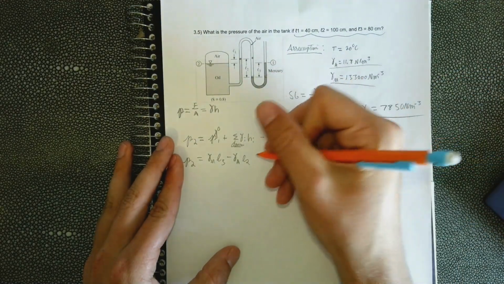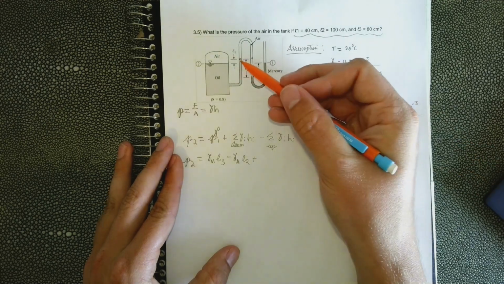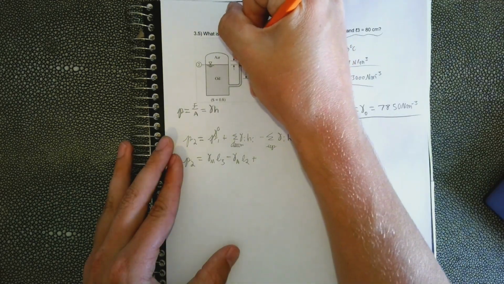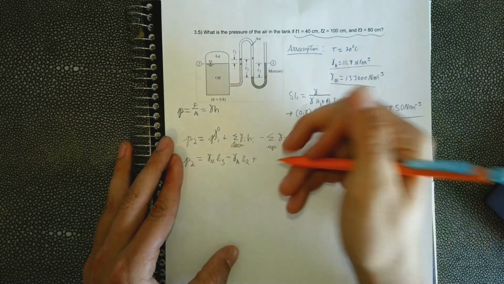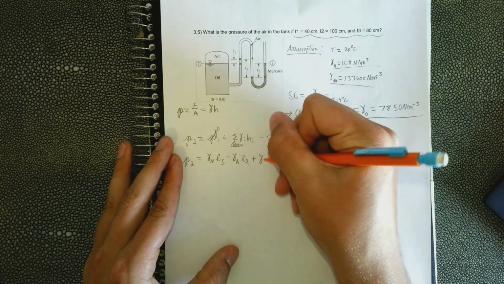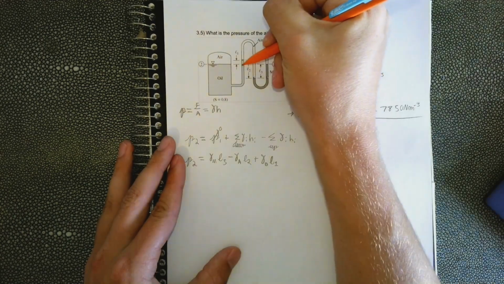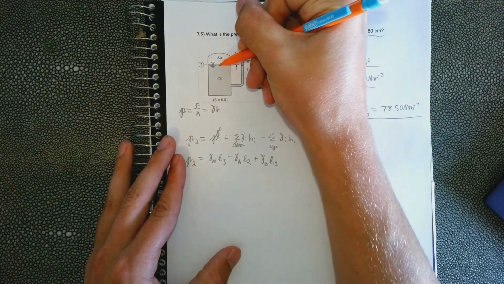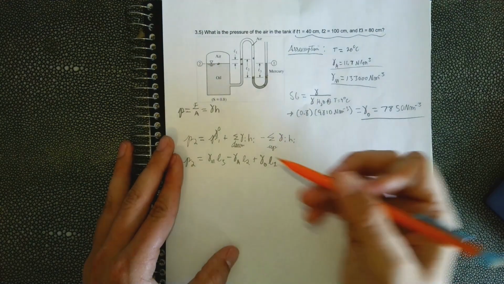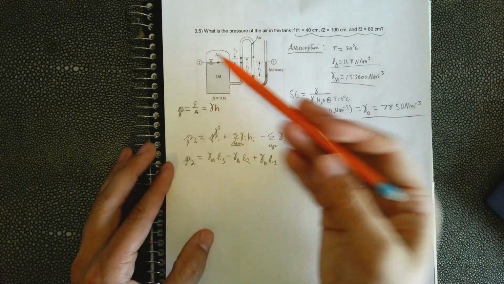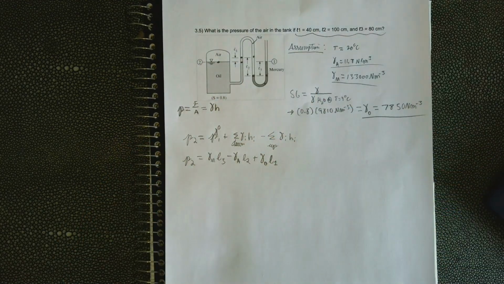Now we're going to move down again, and this time we're in the liquid oil. So we're going to move down by L1. So we have specific weight of oil times L1. Then once we're at this point, we can move horizontally over, since it's the same liquid, and then we get to point 2. So now we're at point 2, and we don't have to do anything more.